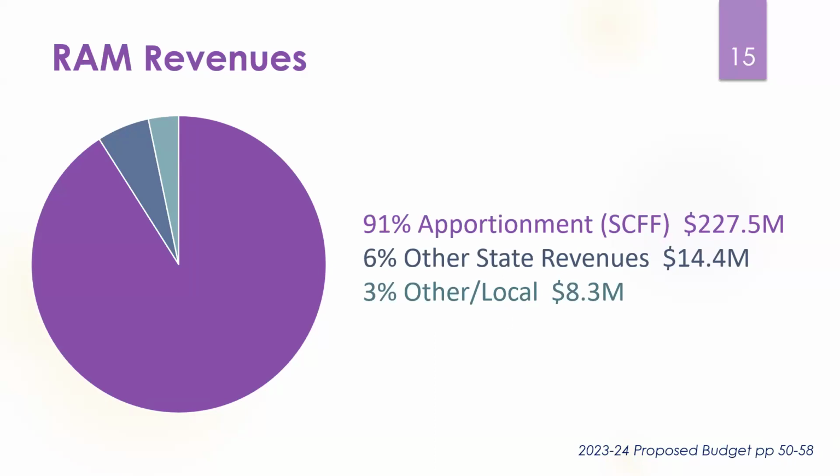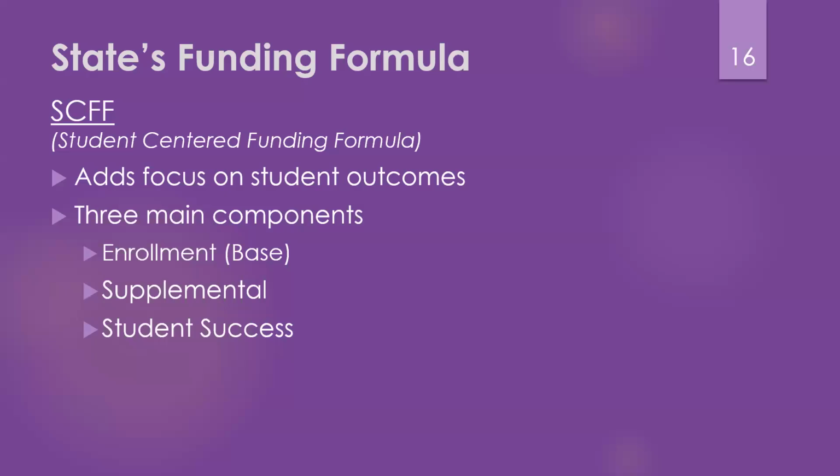So with the overwhelming amount of our ongoing operations being funded through the state apportionment, let's talk a little bit about the state funds and how the state funds community colleges. Let me go through this. It's called the student-centered funding formula. It's the state's funding formula. It's how the state funds us.